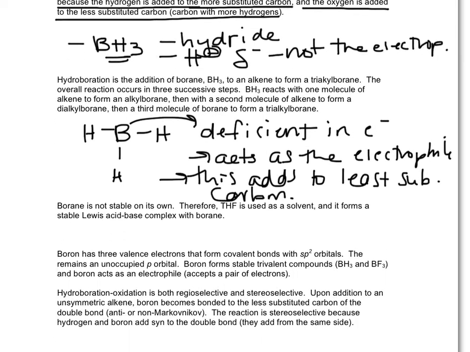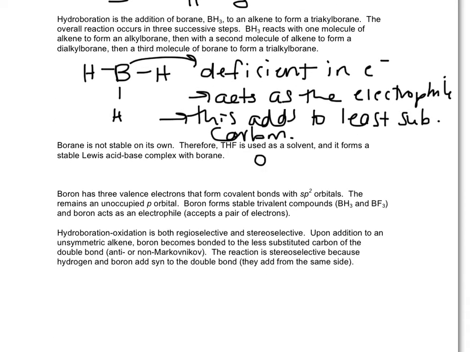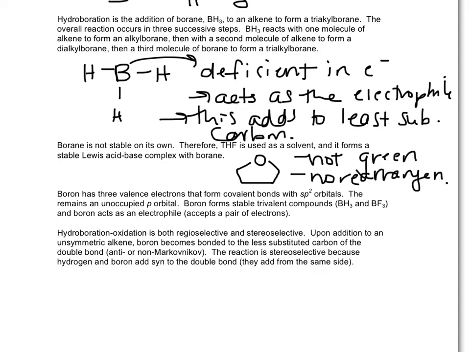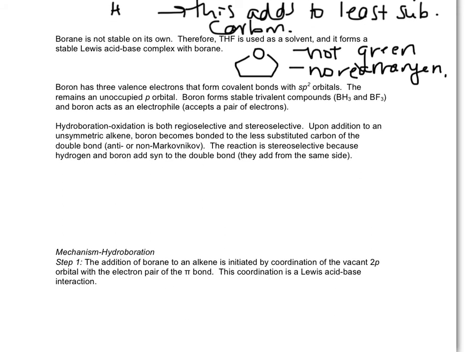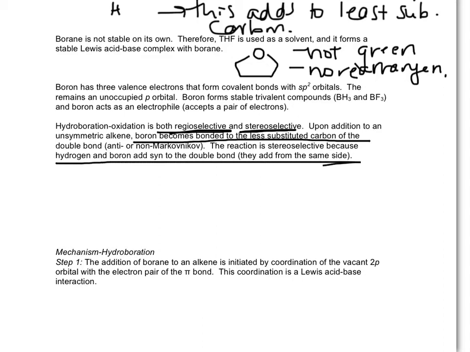We typically use THF as a solvent for this reaction. It's a very nasty solvent, so this reaction is not green. But it has no rearrangements. In addition to this regioselectivity, the reaction is stereoselective as well. And what you'll see is that the boron becomes bonded to the less substituted carbon. And then the hydrogen and the boron are going to add to the same side of the double bond.